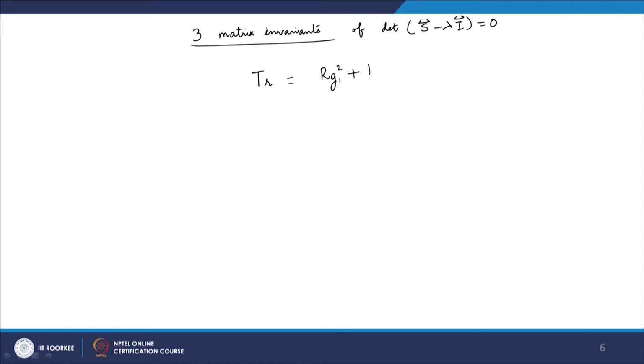Okay. So, it turns out that the characteristic equation that I just showed you contains 3 matrix invariants. The first one is my trace, which is defined as Rg1 square plus Rg2 square plus Rg3 square.